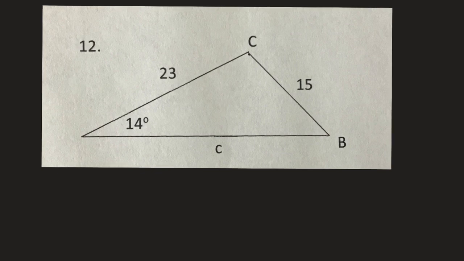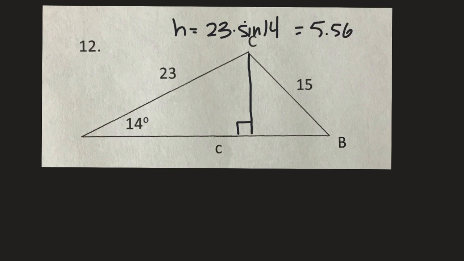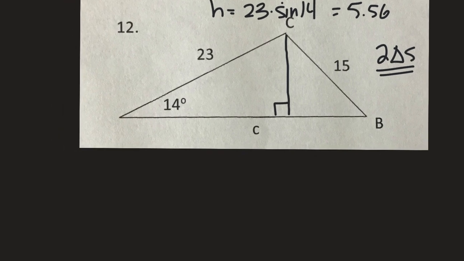So let's draw our heights, right? And calculate the height, because you see that the opposite side is smaller. So the height is 23 times the sine of 14. 23 sine of 14 is 5.56, which means we're in a two triangle situation. Okay, so the first triangle we solve just like we do any other law of sines problem.